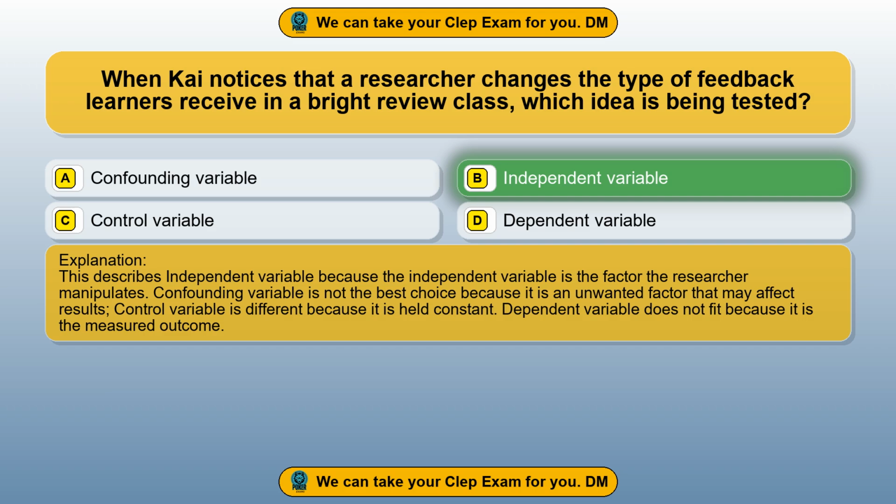Confounding variable is not the best choice because it is an unwanted factor that may affect results. Control variable is different because it is held constant. Dependent variable does not fit because it is the measured outcome.